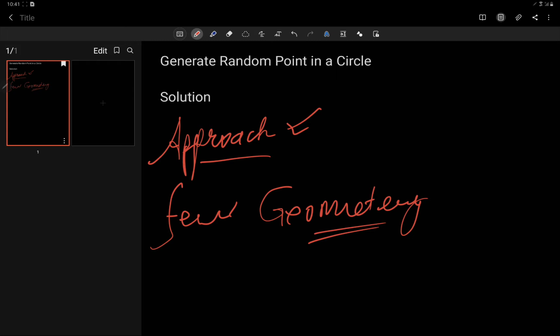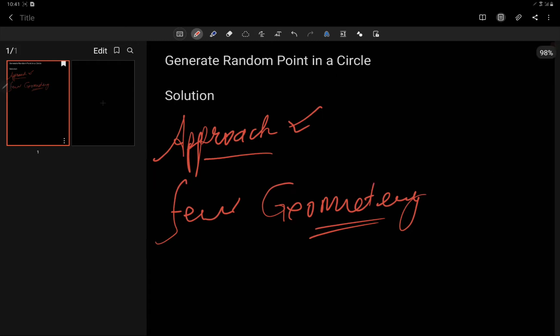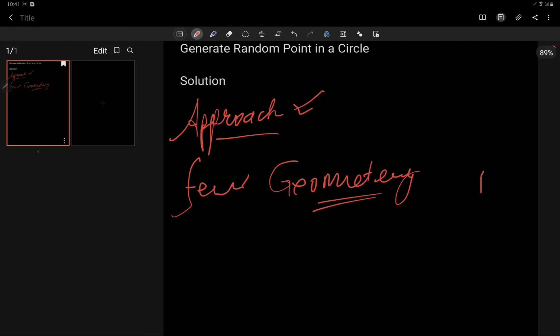All right, so for that we need to understand the concept of geometry. All right, if we understand them, then it would be much better for us. All right, so let's see. Let's begin here.